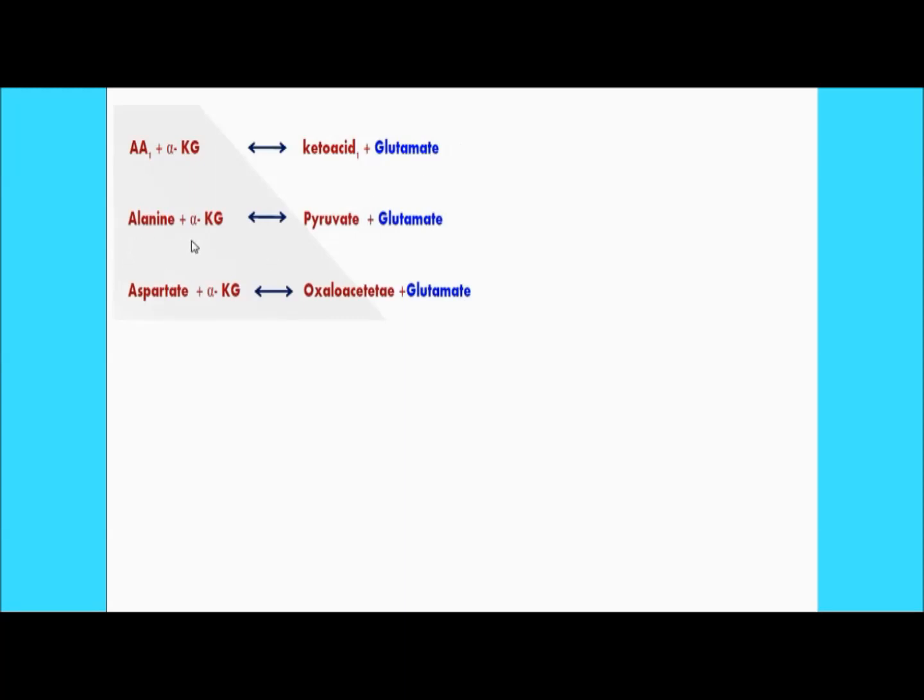Now for alanine, if the amino acid is alanine, it will combine with alpha ketoglutarate to form pyruvate and glutamate. Similarly, if the amino acid is aspartate, it will combine with alpha ketoglutarate to form oxaloacetate and glutamate. So this is the reaction by which transamination takes place in the body.